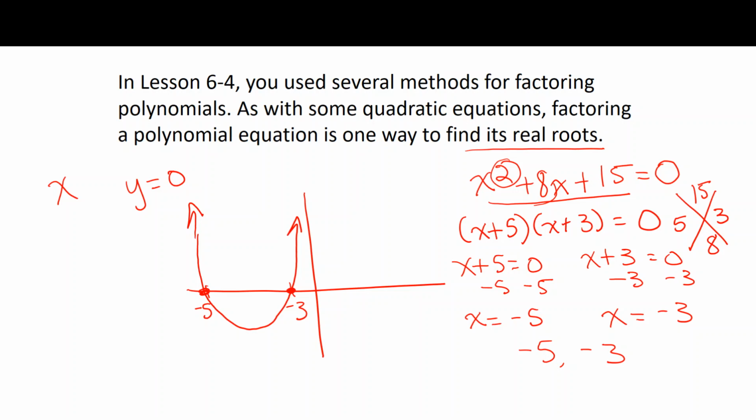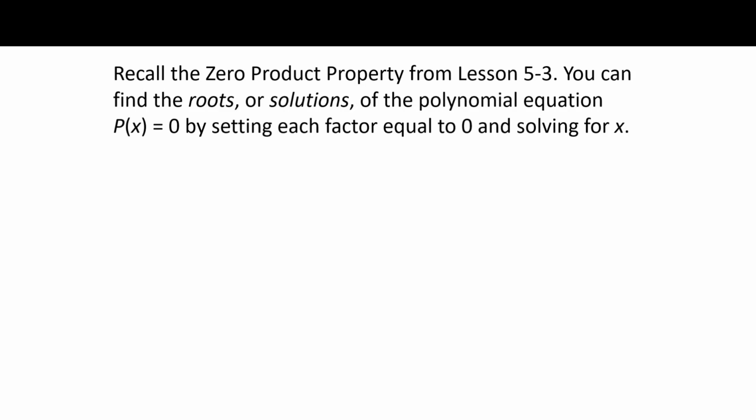Now, in this lesson, we're going to be using polynomials, not just quadratics, which are a little easier. So it's going to be a little bit more complicated, but there are two things you're going to need to remember. How to factor, and the zero product property. We just talked about the zero product property a minute ago. It says you can find the roots or solutions of a polynomial equation p of x equals 0 by setting each factor equal to 0 and solving for x.